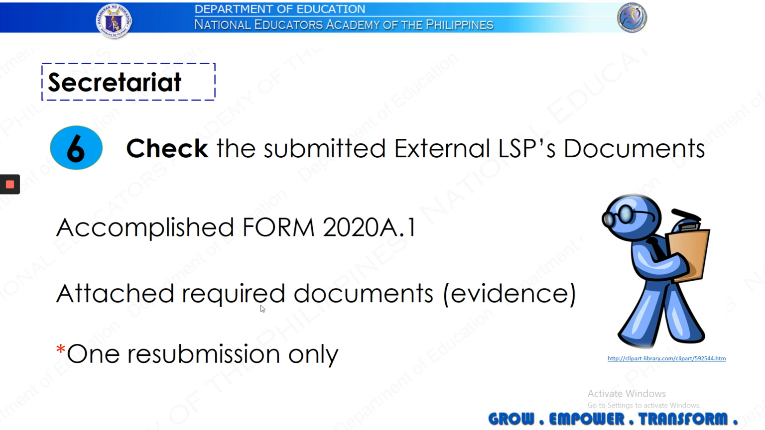They check the accomplished Form 2020A.1, and whether all the required documents are attached, because if not, the Secretariat will return it right away. And for the authorization, we only have one resubmission.